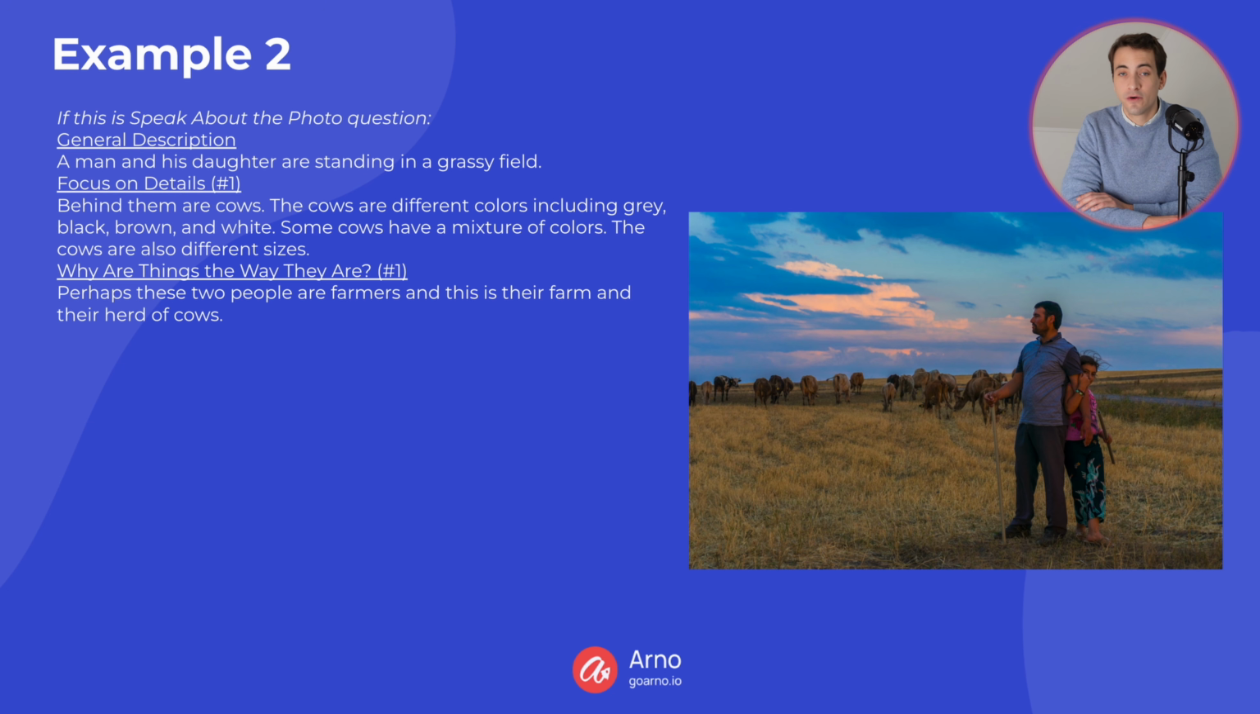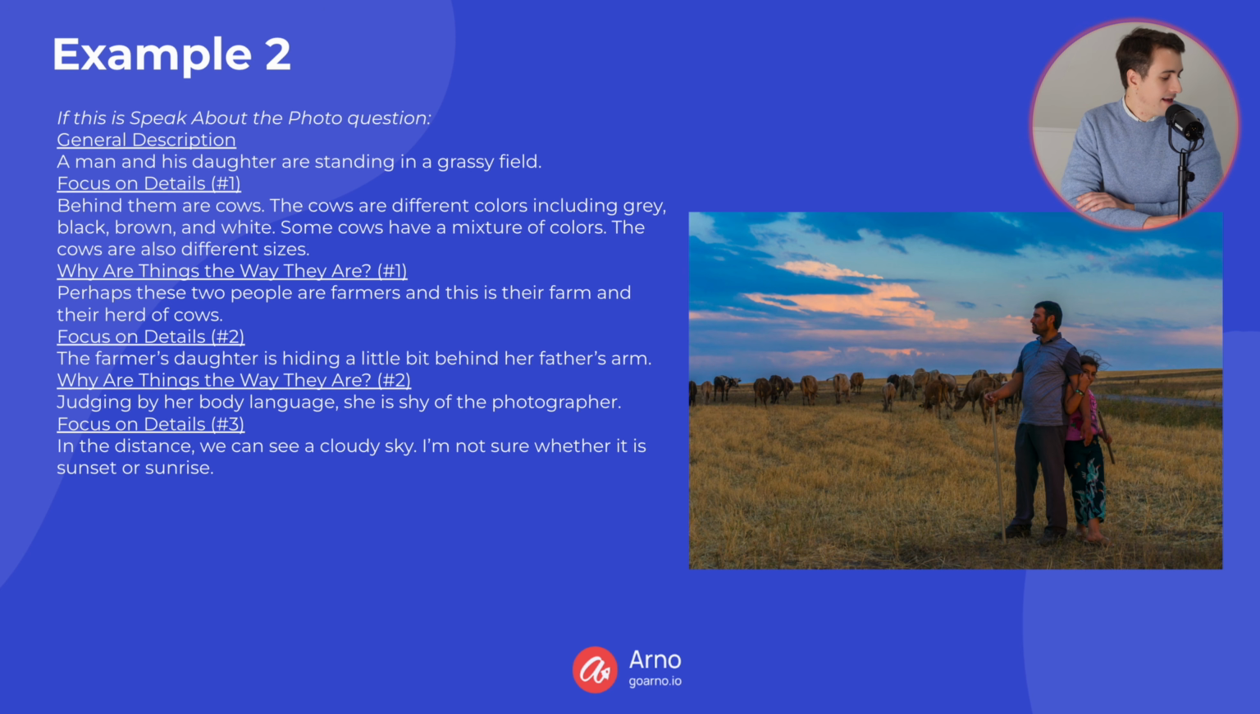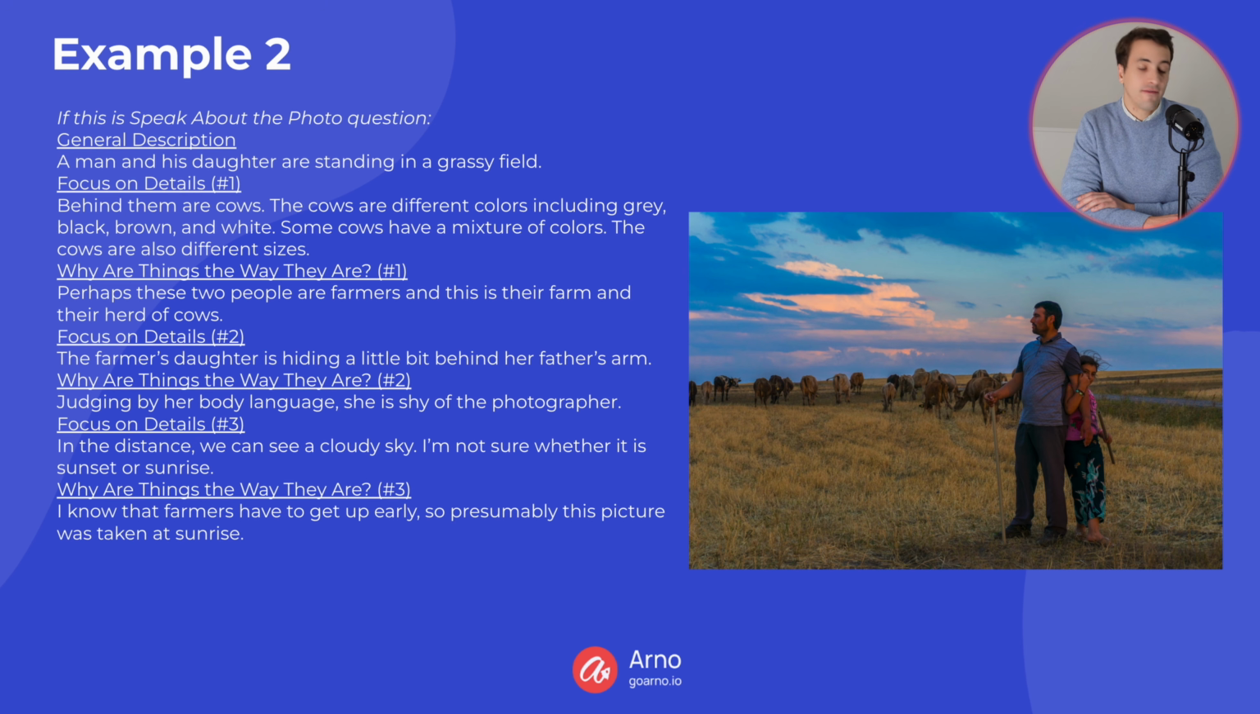Then I'm going to focus on another aspect of the image. The farmer's daughter is hiding a little bit behind her father's arm. Then I'll speculate about that. Judging by her body language, she is shy of the photographer. Then I'll pick up on another detail. In the distance, we can see a cloudy sky. I'm not sure whether it is sunset or sunrise. I know that farmers have to get up early, so presumably this picture was taken at sunrise.